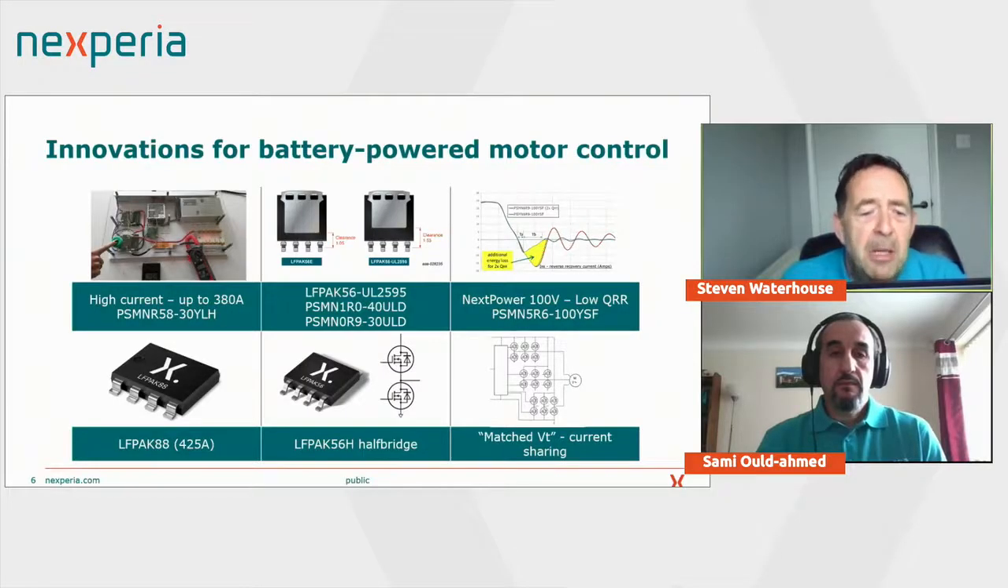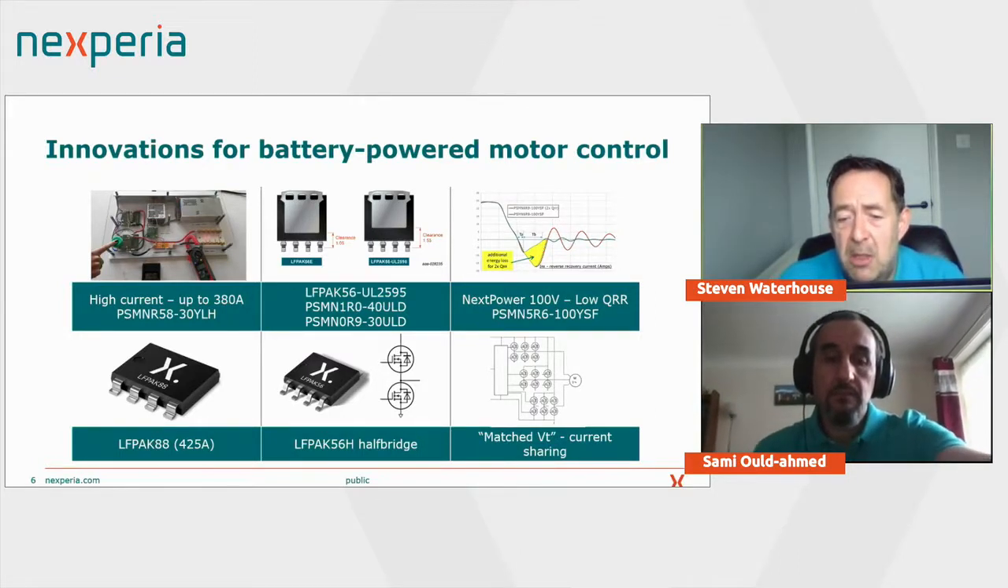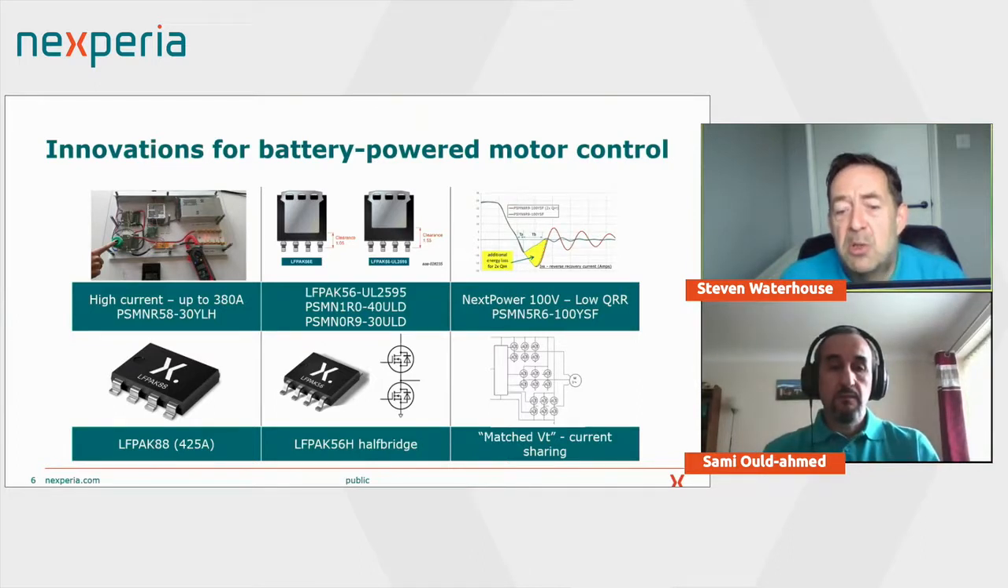For high power applications, we've developed an LFPAK88. This is a TOLL or D2PAK replacement, and this is rated up to 425 amps. So for these very high power applications like forklift trucks, this is an ideal package. We've also got the LFPAK56H, a half bridge package. This is two MOSFETs of a similar size, say 4 milliohm, in a half bridge configuration with the internal connection reducing the inductance and the interconnection resistance.